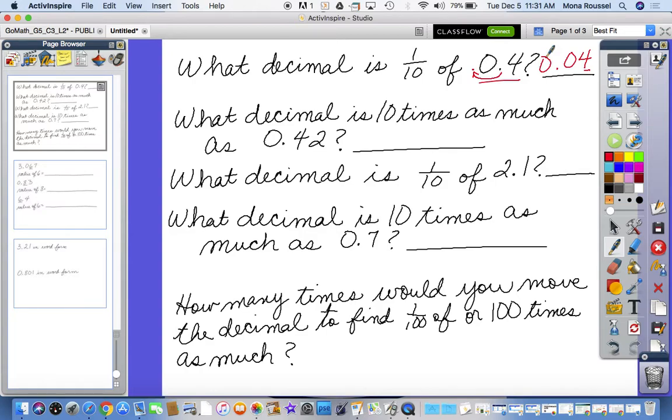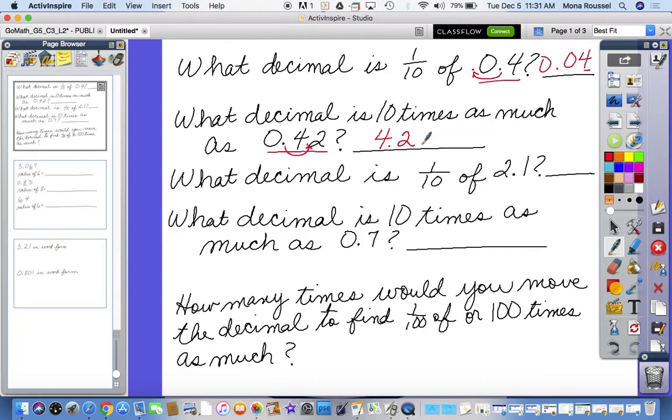If the opposite is presented, where we have to find what decimal is 10 times as much of a decimal, here we have 42 hundredths, we're going to move the decimal in the opposite direction. We're going to move the decimal to the right one time. The 4 will end up in a higher place value column. It will end up in front of the decimal in the ones place, and the 2 will move from the hundredths place to the tenths place.